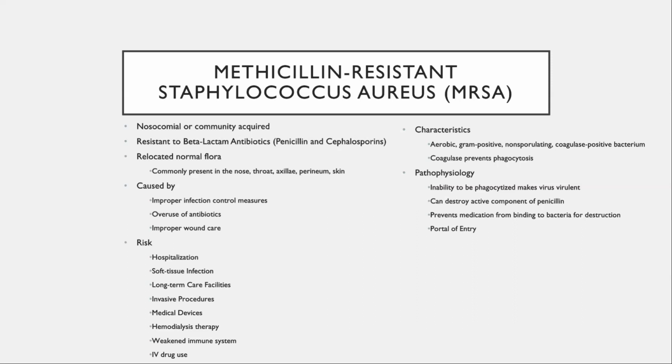Characteristics of MRSA in particular are that it's an aerobic, gram-positive, non-sporulating, coagulase-positive bacterium that coagulates to prevent phagocytosis of its cells in reaction to the different antibiotics. The pathophysiology is that it has that inability to be phagocytized. It makes the bacteria very virulent. It can also destroy active components of penicillin, and it prevents medications from binding to the bacteria for destruction.